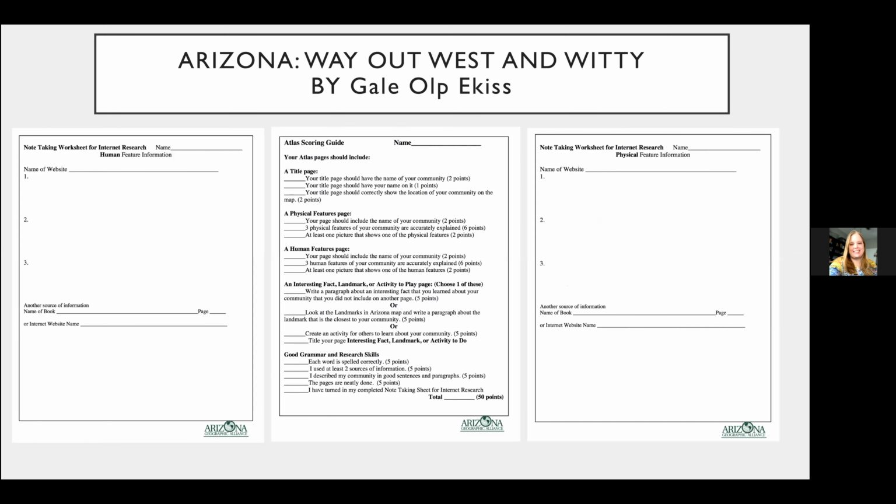So here's some more pages that are in the lesson. You have a note-taking worksheet for the human features. If you want to add them, have them do some internet research. What website did they use so they can cite their sources? Maybe they used a book. And then the Atlas scoring guide, those 3 pages, it gives you a scoring guide, so if you want to grade their work. And then on the far right is the physical features. So it looks just the same, but of course the titles are changed.